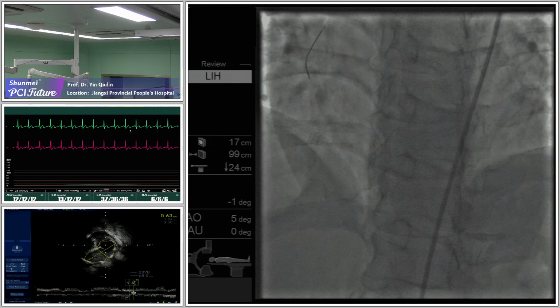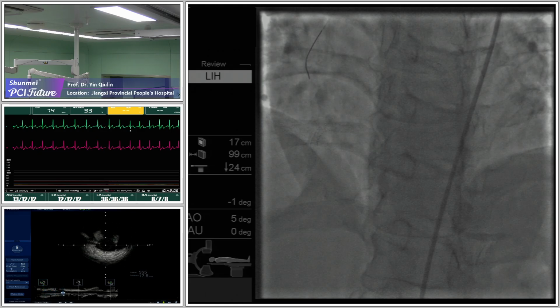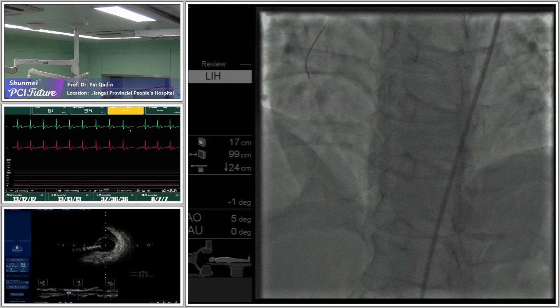Also, we used the RESOLVE score reported 10 years ago, which is Dr. Doe's study. The result is similar, but their score has 6 parameters and is more complex than ours. Also, we used the Medina to analyze, and we found that the Medina classification has no predictive value for side branch compromise.